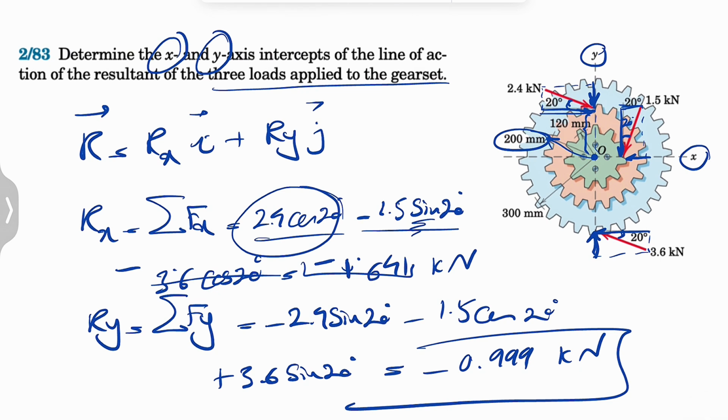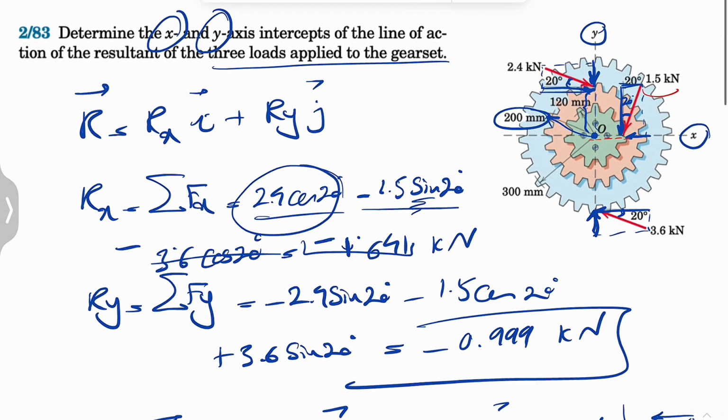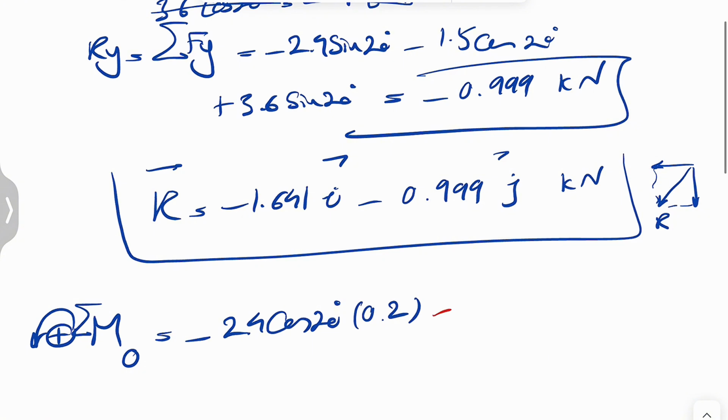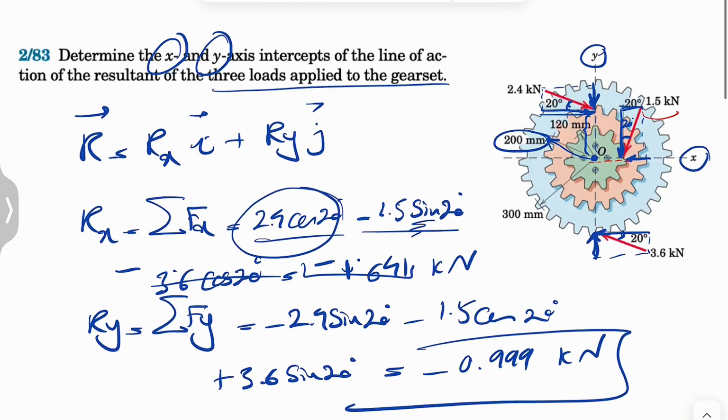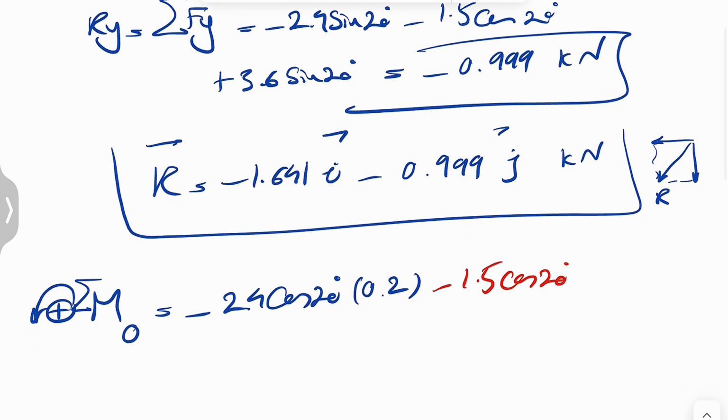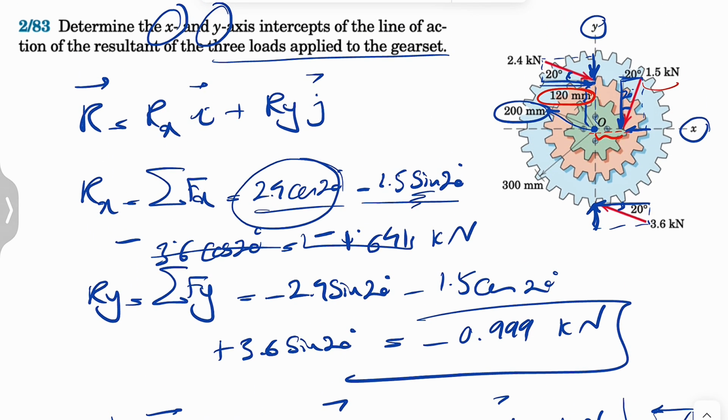So for 1.5, I'm just going to show a different color. The x component this time has no moment, but we have the moment of the y component, which is this moment. This one's also clockwise. The y component was 1.5 cosine of 20, so again negative because it's clockwise. So 1.5 cosine of 20, and the radius would be the radius of this small gear, which is 120, divide by 1000, 0.12.